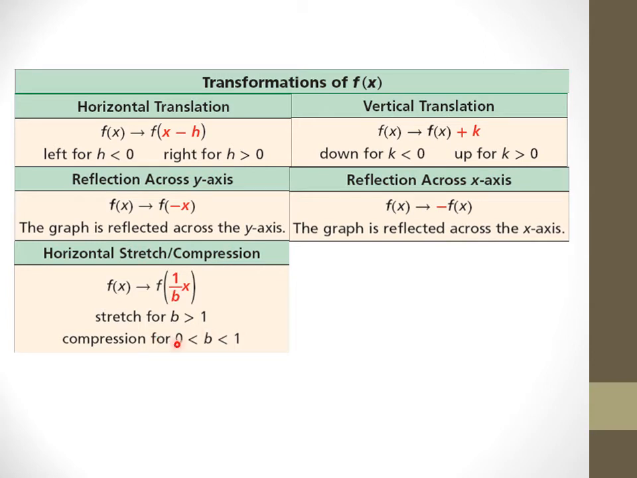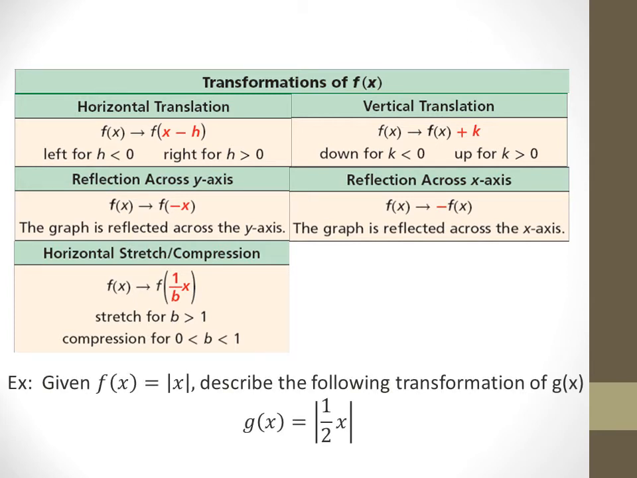If b is strictly between 0 and 1, our factor of b is like a fraction of some sort, we say that's a horizontal compression. Here's an example. We're given the absolute value of x, and I'd ask you to describe the transformation. Notice how it's 1 over 2 times x. Compare that to our rule, 1 over b times x, where b in this case is 2. Since b is greater than 1 here, our rule says that this is a horizontal stretch.